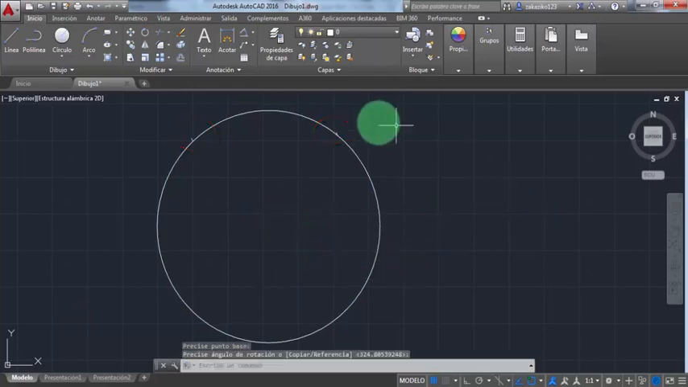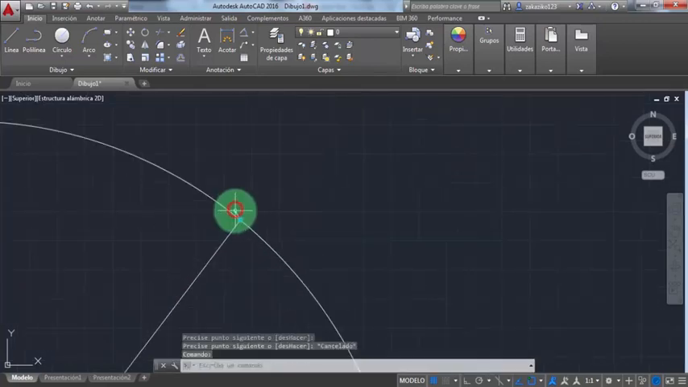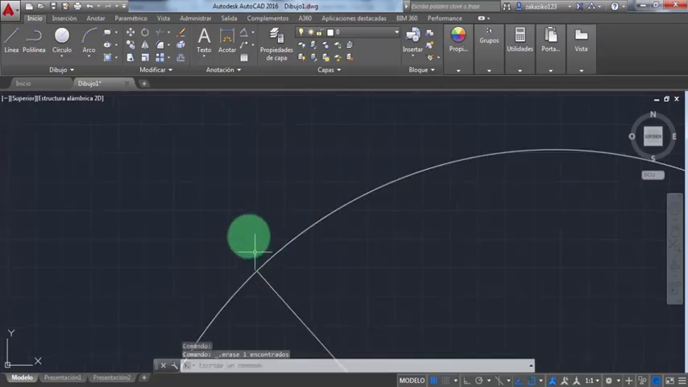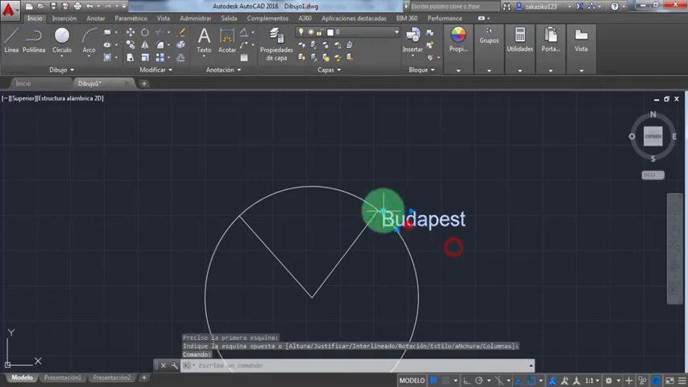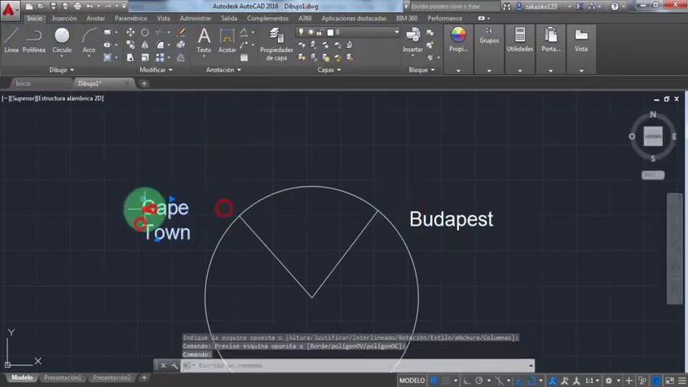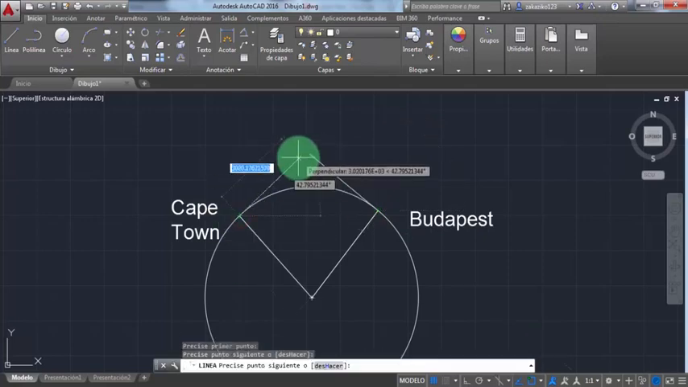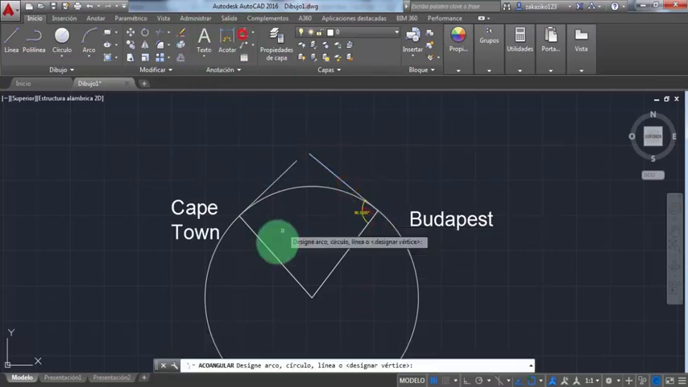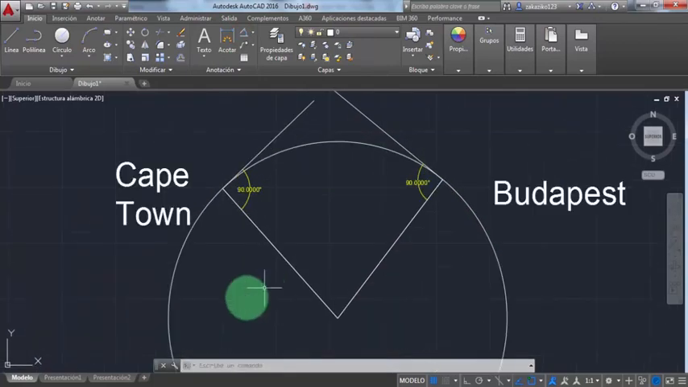Now it looks better. I'm going to draw 2 lines to get tangent lines at 90 degrees. Now I'm going to write the names of the cities so you can understand what I'm doing. Now I'm going to draw the tangent lines. Okay, there you go. 90 degrees, confirmed.